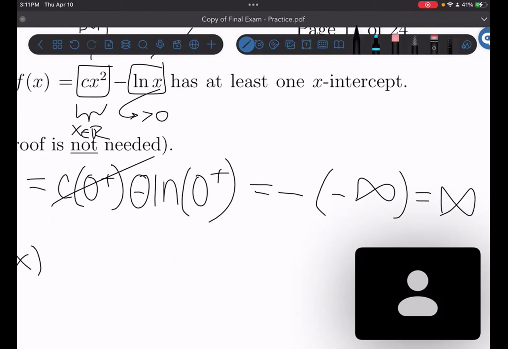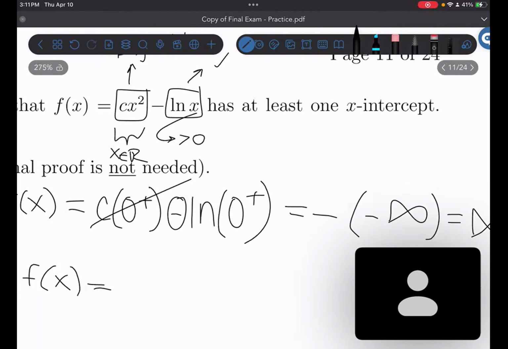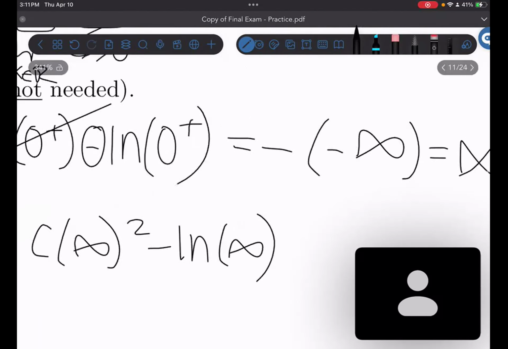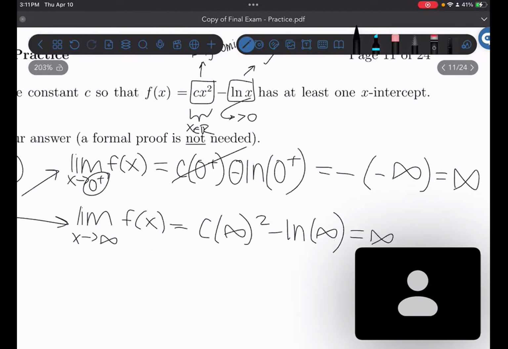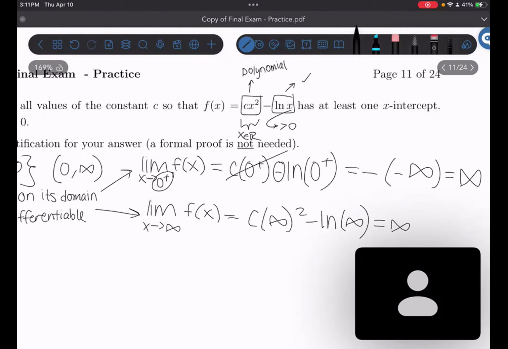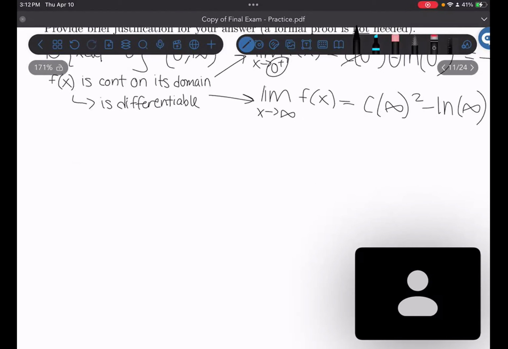And if x is approaching infinity, since it's continuous, you could simply sub it in, and you'll get c times infinity squared. That's just infinity. Just by subbing it in and considering the graph, it would equal infinity.